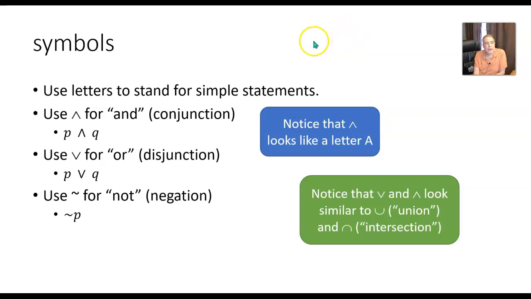And the symbol for not is this wiggly looking thing. And again, other people use other symbols, but this is one that's commonly used. So this is how I'm going to be writing the negation of a statement, by putting that wiggly thing in front of the statement. So if P stands for some simple statement, that wiggly symbol in front of P will stand for not P, the negation of P.